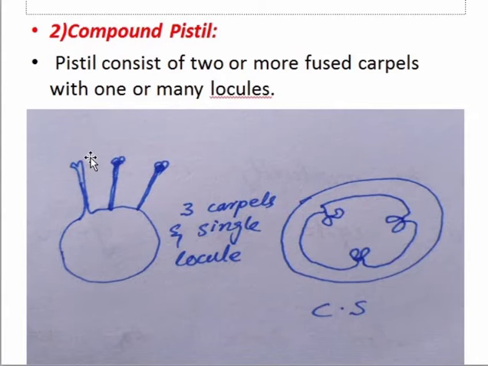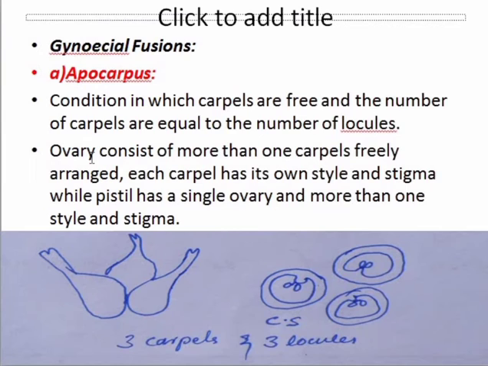So in a compound pistil, there may be one or many locules, but there will be two or more than two carpels, and they will be fused. Now, what is gynoecial fusion? How does fusion occur in the gynoecium? There are two types: apocarpous and syncarpous.